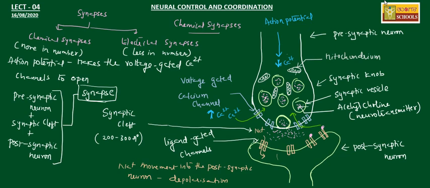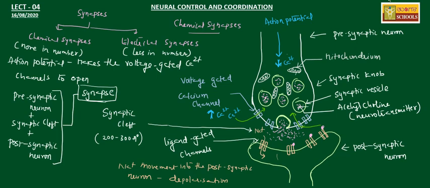Before I go to the next, I'll show you the fusion of the membrane. You can see here the synaptic vesicle completely fused with the plasma membrane of the synaptic knob, and it breaks open to release the neurotransmitter into the synaptic cleft. That neurotransmitter binds here and makes these ligand gated channels open up, and the sodium ions move inside, and that depolarizes the postsynaptic neuron.